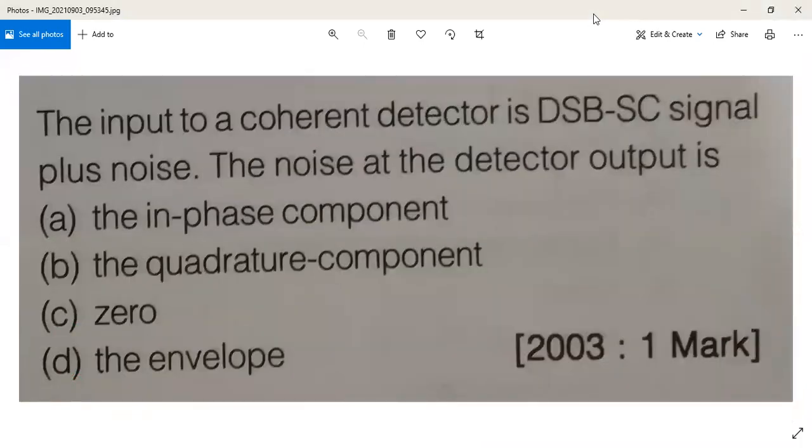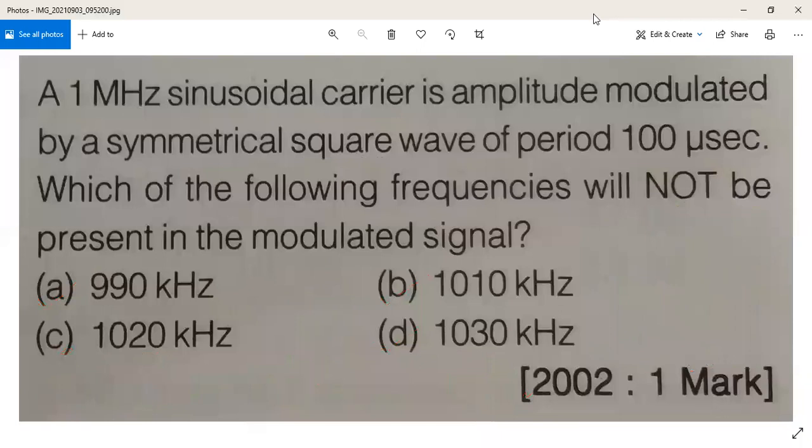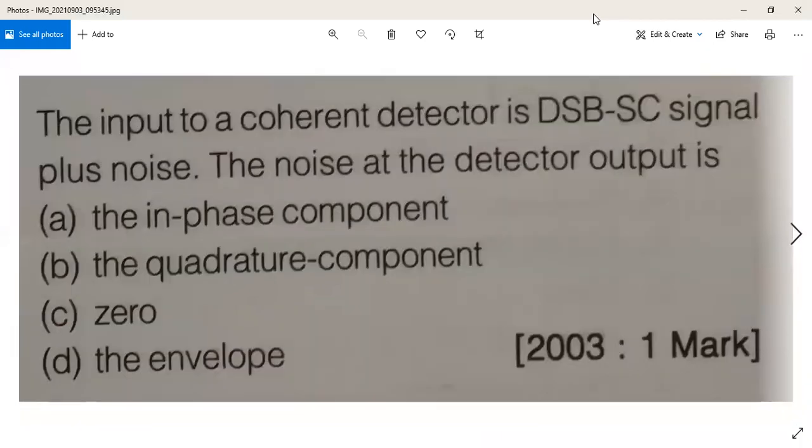The input of a coherent detector in DSBSC signal plus noise. So signal ke saath kya hai? There is noise also. So the noise of the detector output is the input of a coherent detector in DSBSC signal. So coherent detector क्या होता है? Can anybody tell me what is meant by coherent detector? Please, what is meant by coherent detector?